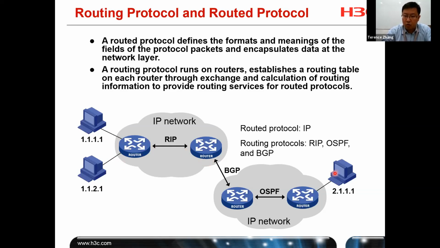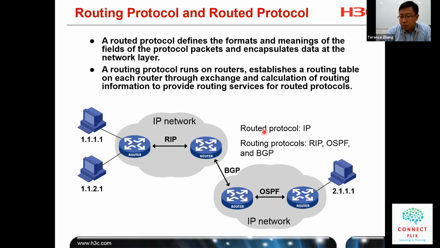So this kind of protocol is called a routing protocol because the purpose of this protocol is to find the route to the destination. For example, RIP, OSPF, and BGP are typical routing protocols, right? Let me repeat. It's called a routing protocol because this protocol is to find the path or a route to the destination, right?